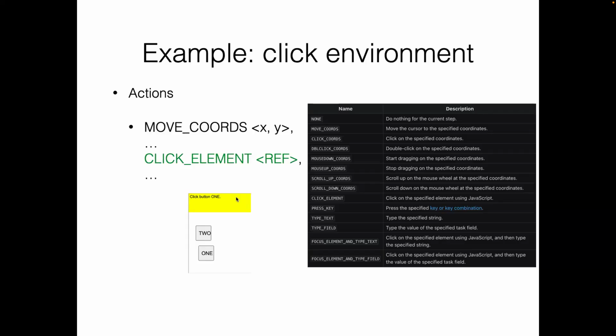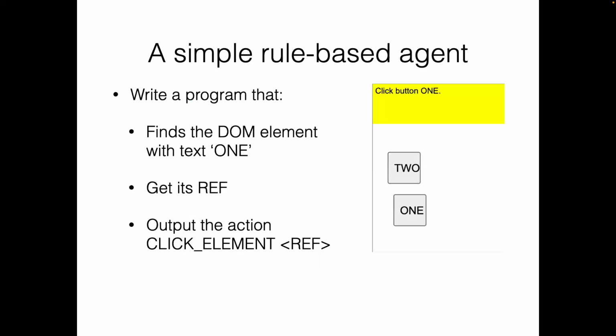Now we can consider designing a variety of agents. First, we could design an agent which is just a rule-based agent. It doesn't have to do with LLMs or machine learning or anything. What we can do is take a look at that JSON, which represents the page. Then we could just find the document element that has the text 1. We can get its reference, and then we can output the action click element reference.